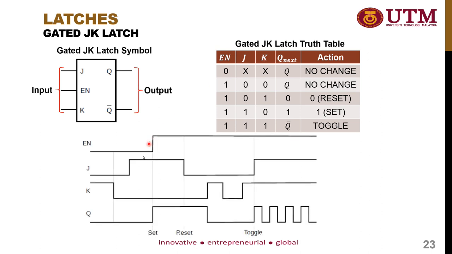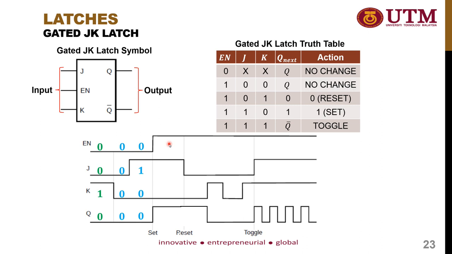Okay, so this is the waveform generated for the gated JK latch. You see here, the first part of the segment shows that the enable is set to 0. So the initial value of Q is 0. There are no changes throughout this duration until the enable is set to 1. Okay, there are no changes of the output.